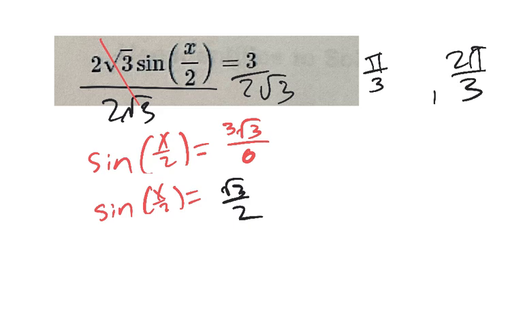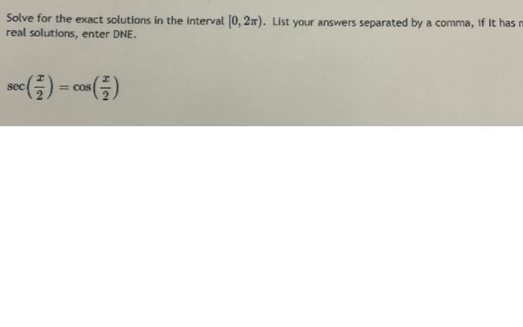I'm so confused trying to figure out what this is. It's trig. Solve for all solutions between 0 and 2 pi for secant of x over 2. So we're looking for where secant of x over 2 equals cosine of x over 2. Secant and cosine are reciprocals.